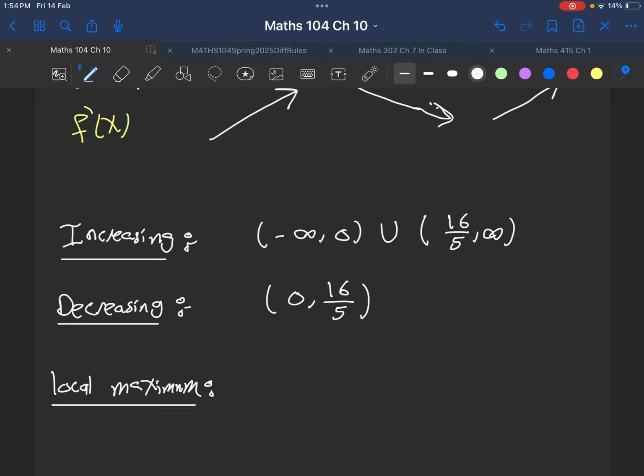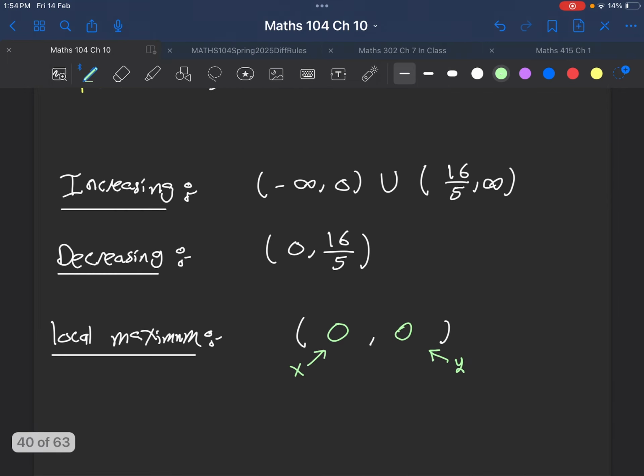Local maximum point, which is, remember, local maximum and local minimum will be at 0, and then you need to find, this is the value for x, and now you need to find the value for y, which is again 0. Finally, local minimum.